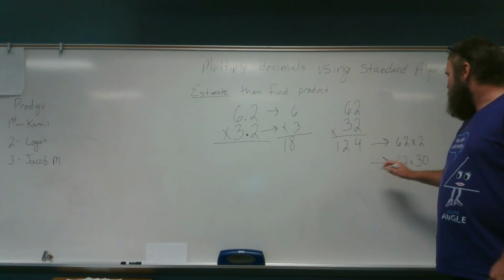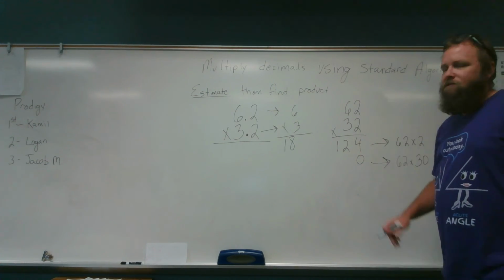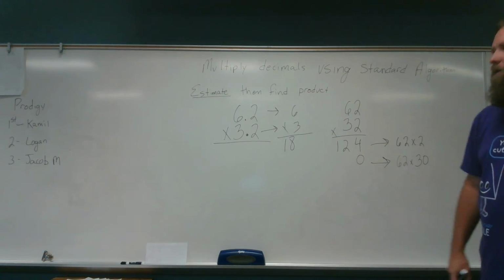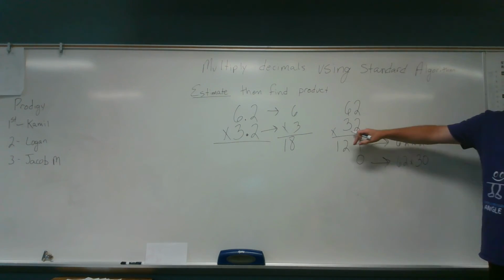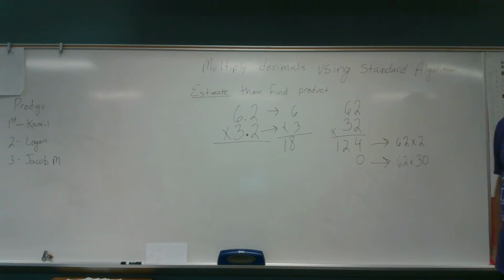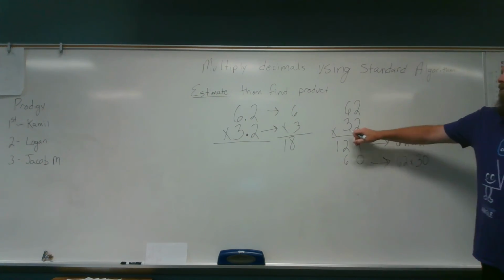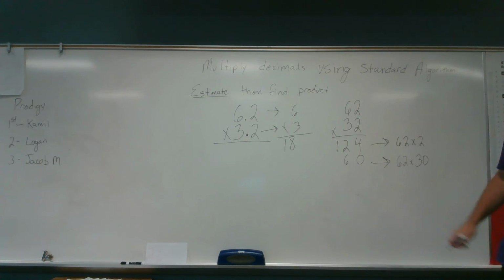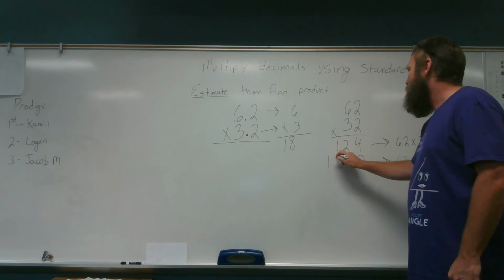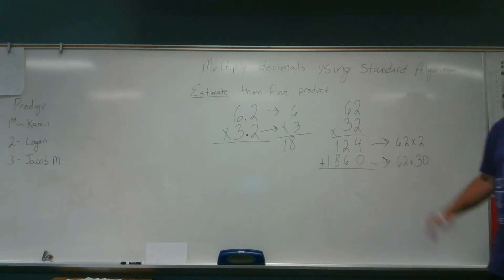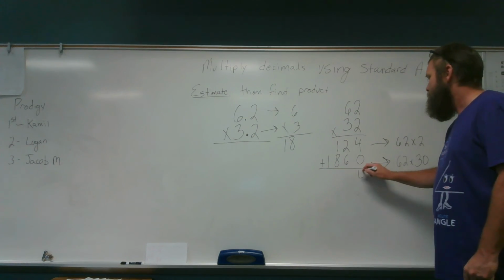Now, since we're multiplying by the tens place, I put the 0 in the ones place, and I call on my great friend Alizé. Alizé, what's 3 times 2? 6. I have 6 tens. Alizé, what's 3 times 6? 18. I have 1,800. What is the sum of these two products, Alizé? 1,984.